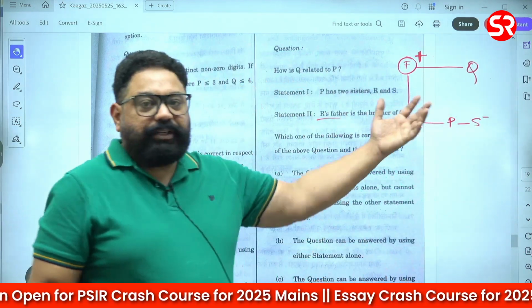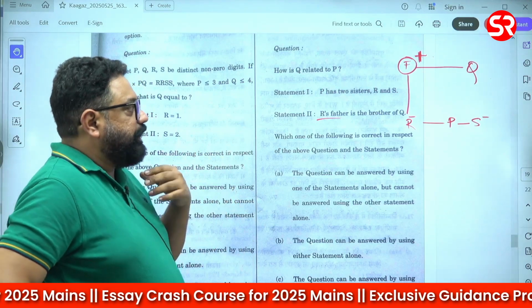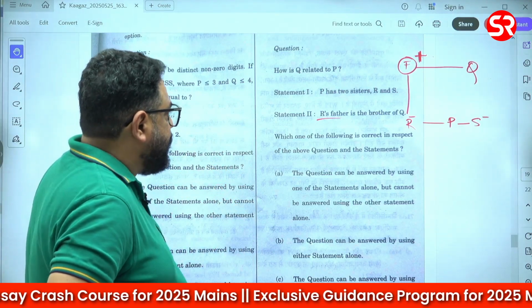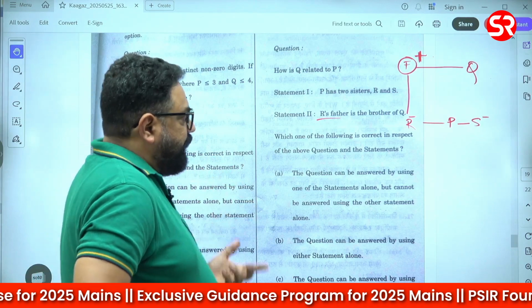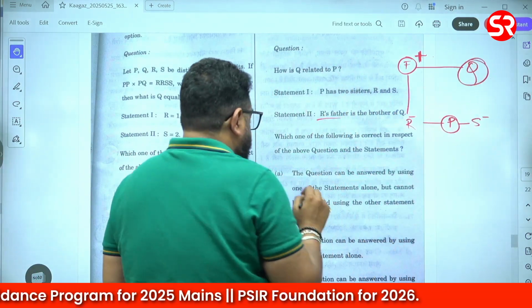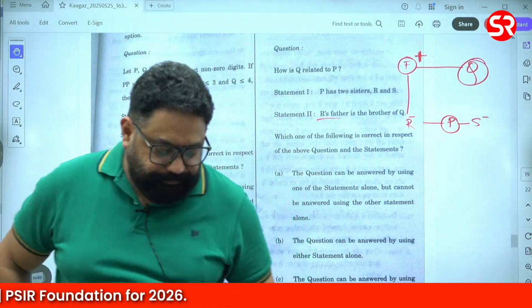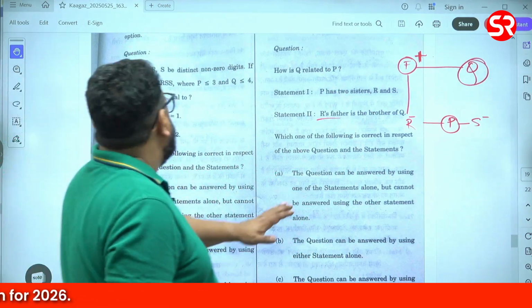doesn't give you the gender of Q as well. Brother to Q का gender क्या है? Is it male or female? ये भी नहीं पता है. So how are P and Q related? We don't know the gender of P. We don't know the gender of Q. We cannot. Answer is 4. इसका आंसर 4 आ जाएगा. Okay, great.